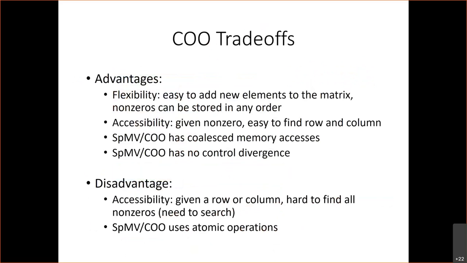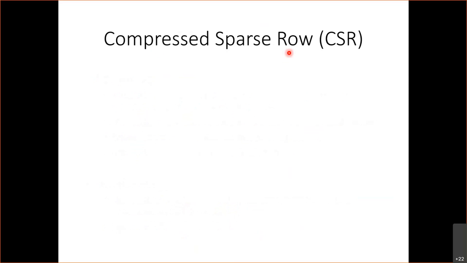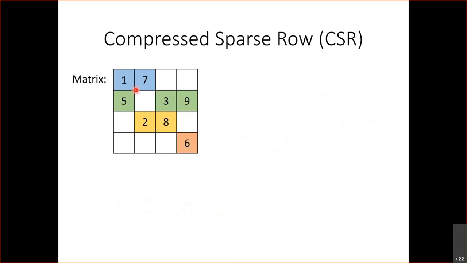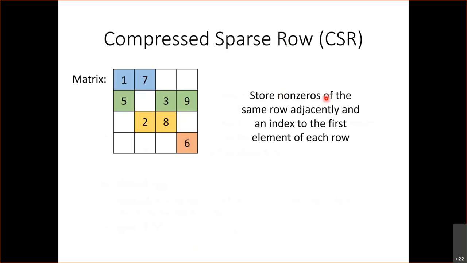So these are some of the advantages and disadvantages of COO. So to address the disadvantages here, to avoid doing atomic operations, to be able to assign a thread to every output element and go through the corresponding row values, there's another format, which is the compressed sparse row format. So if my matrix looked like this, this is the same matrix we had before. This time what I've done is I've colored all the elements in the same row the same color. The way the compressed sparse row format works is that we're going to store the non-zeros in the same row adjacent to each other, and we're just going to store an index to the first element of each row.